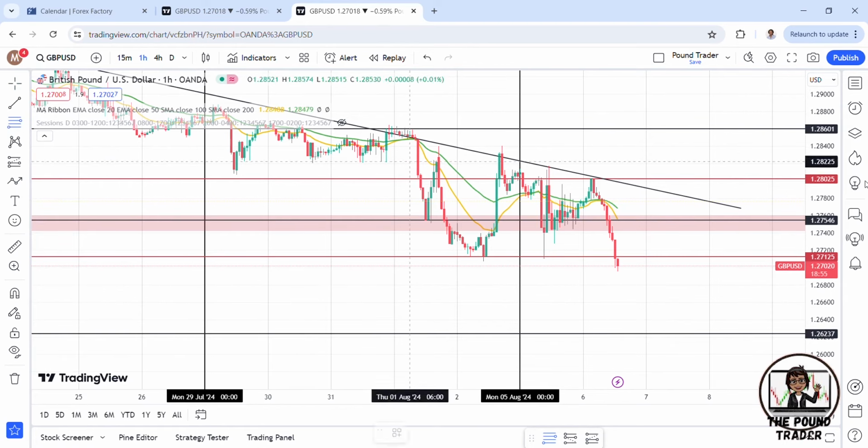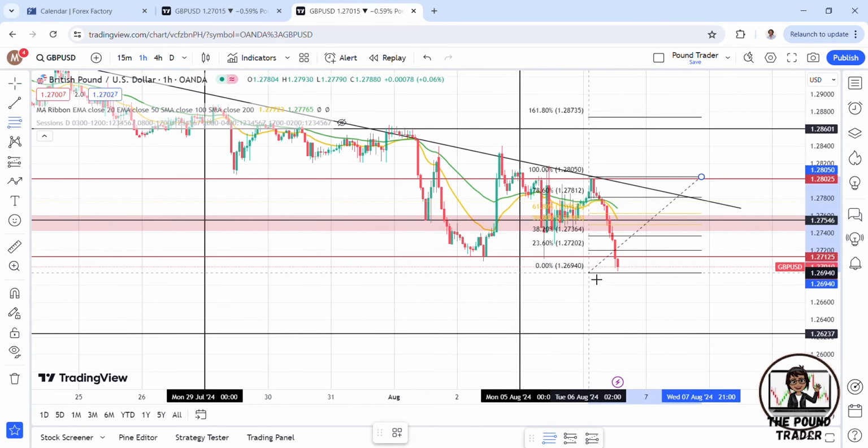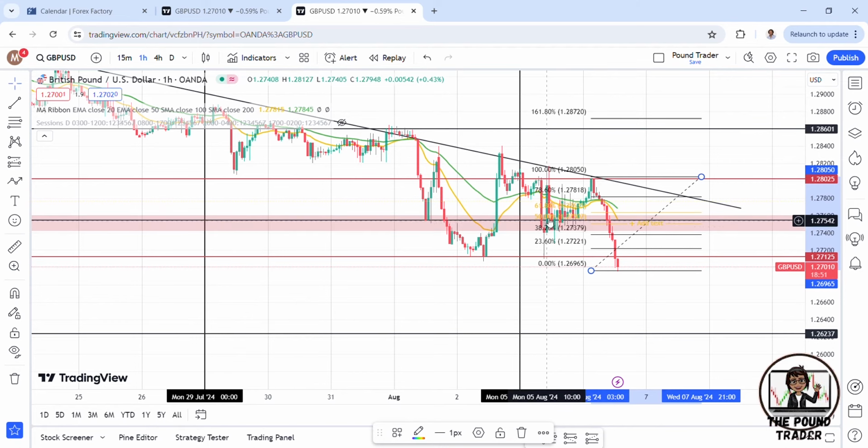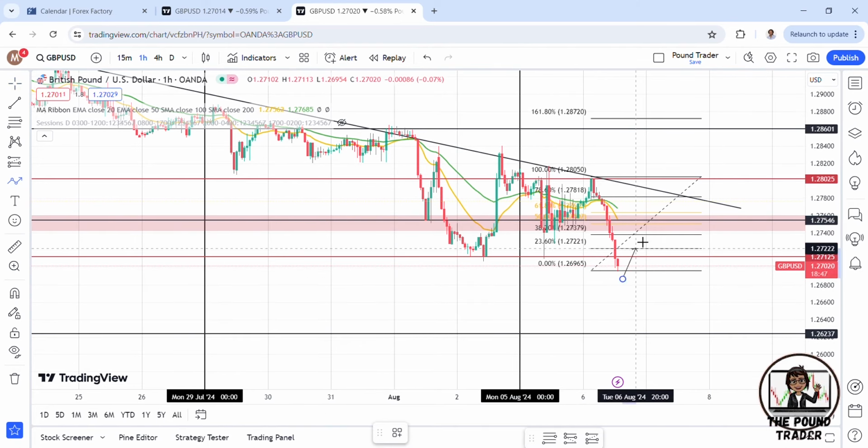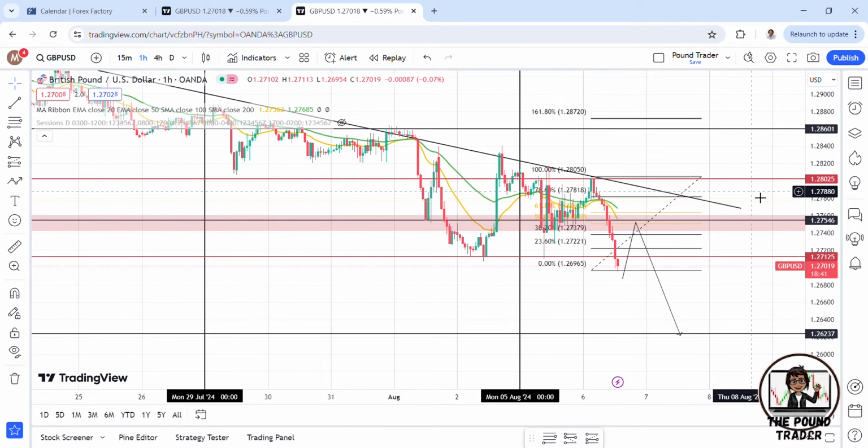Maybe let me take my fib and see. Okay, so this is the fib. We have this zone here, which is the 50 and the 61.8. If price does end up coming to even this area here, that would be cool, and then maybe I could look for some sells from that level. I think that's the most ideal.